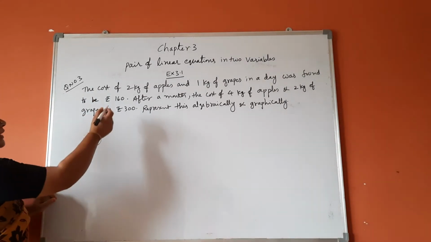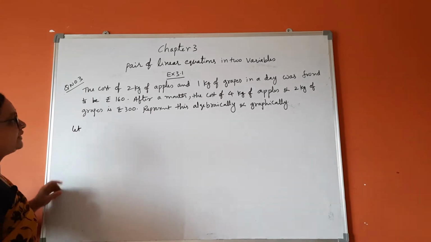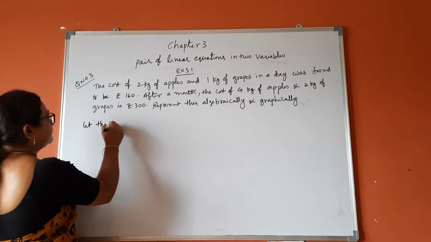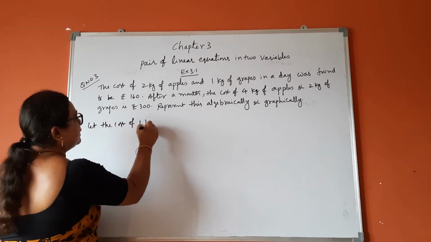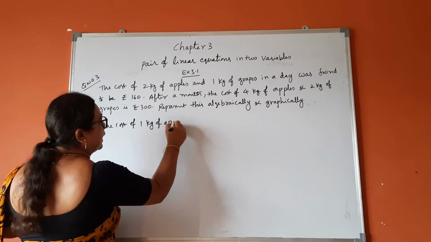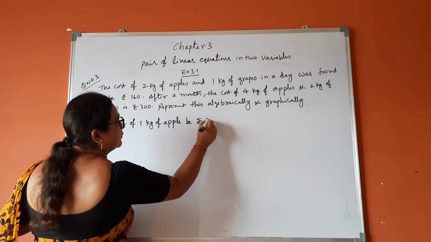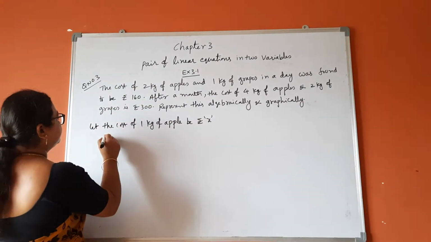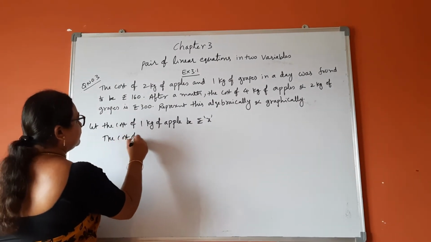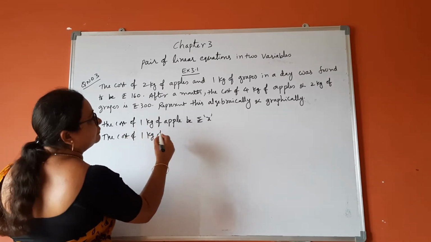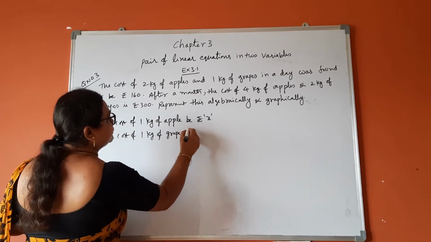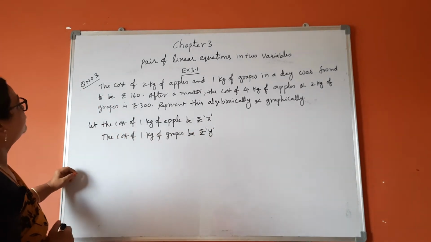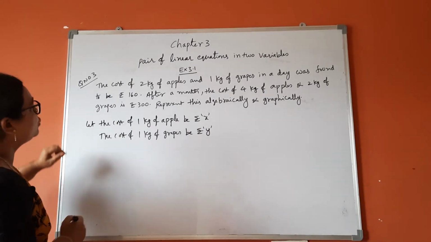Okay. Let here two variables, cost of apple and cost of grapes. Let the cost of 1 kg of apple be x rupees. Because it is cost, we have to take in rupees. The cost of 1 kg of grapes be y rupees.